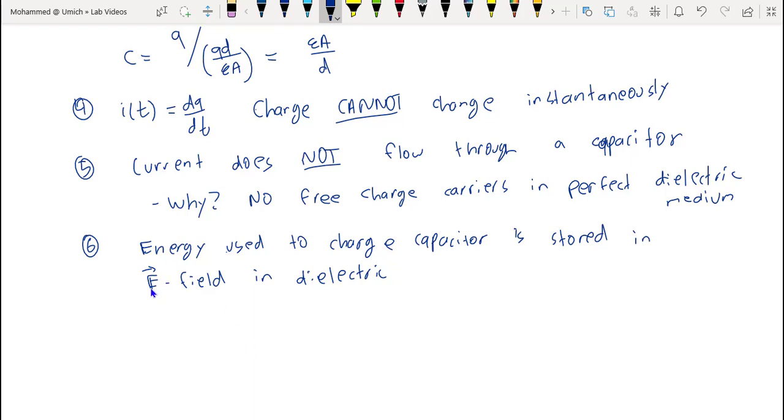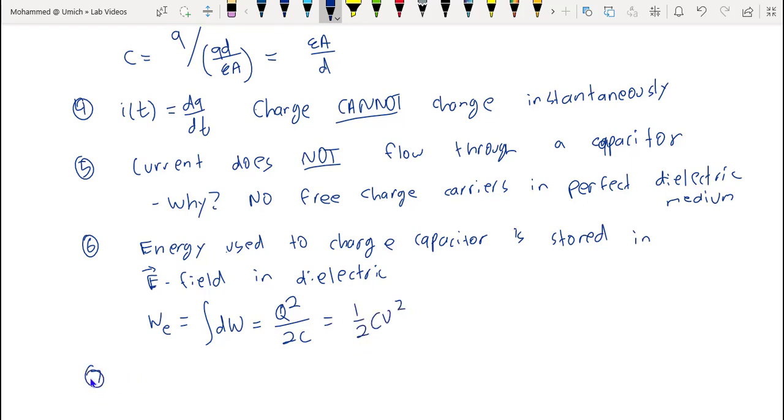And we can find this energy very easily by integrating the small work dW required to move a small charge dQ from the top plate to the bottom plate, and then integrating that over the total charge on the capacitor. And so if we do that, we find that the energy stored in the capacitor W_E is the integral of dW, which turns out to be Q squared over 2C. Also, it's 1/2 CV squared.